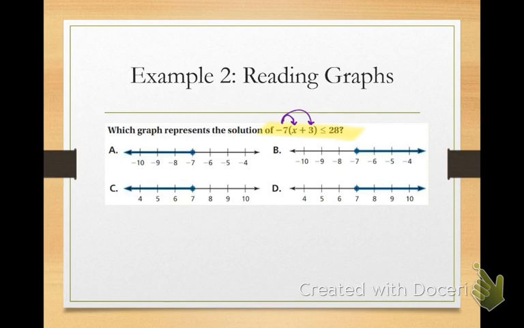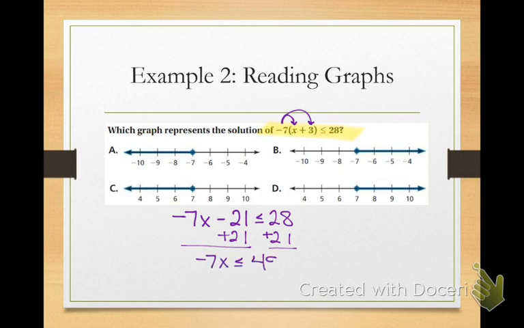Should I be multiplying negative 7 times 28? No, only times what's inside the parentheses. So go ahead underneath and rewrite your inequality after the distributive property. I get negative 7x minus 21 is less than or equal to 28. All right, Joel, what would I do next? Add 21. Very good. Add 21 to both sides. When I do that, I bring down what's left: negative 7x is less than or equal to 49.